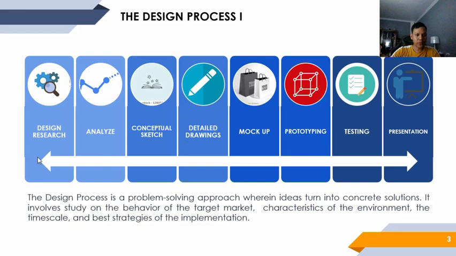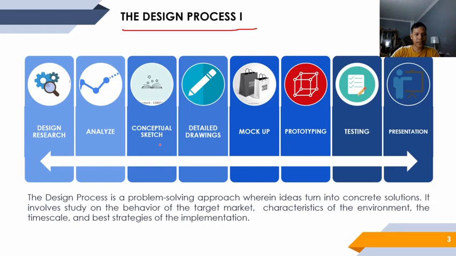So here in this picture, we can see the process of the design process 1. First, the inventors have this design research. After that, they analyze what they have searched on different sources, for example, patents. And then they will have this conceptual sketch. They will think of a specific conceptual sketch of their invention. And then after having this conceptual sketch, they will have these detailed drawings.